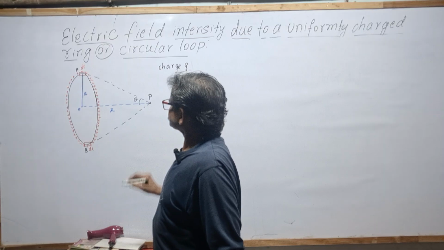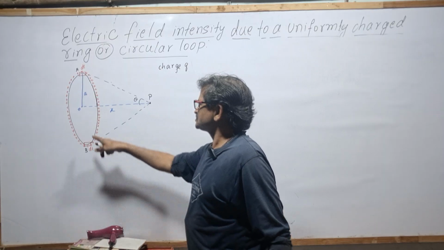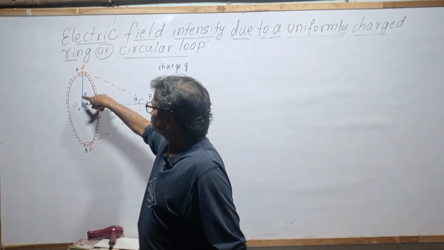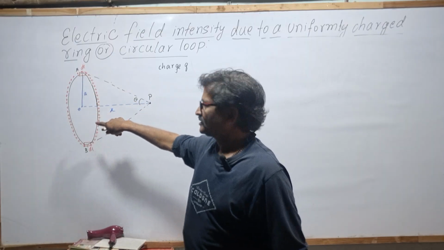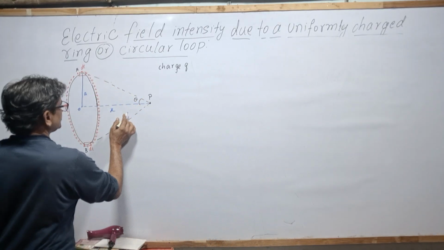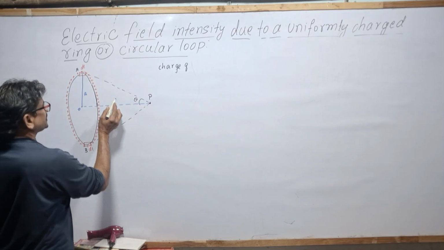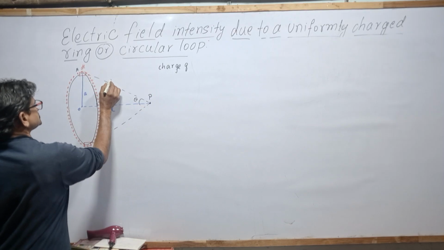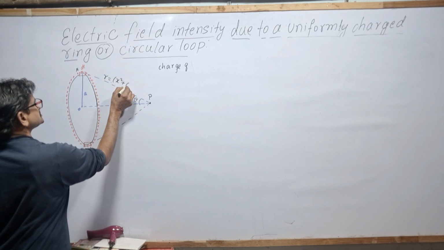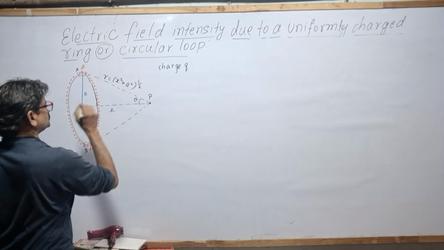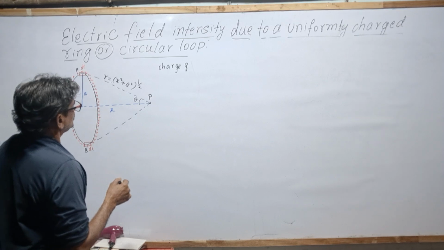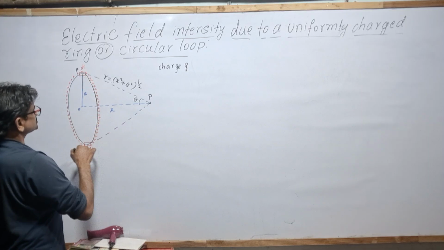This point is at a distance of x from the center of the ring, whose radius is a. So this is a right angle triangle. By using the right angle triangle, we can also find this distance: r equals (x square plus a square) to the power 1 by 2, according to Pythagoras rule.